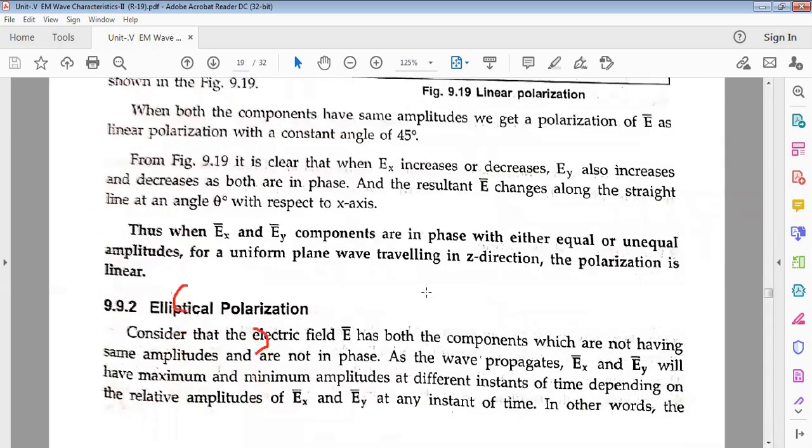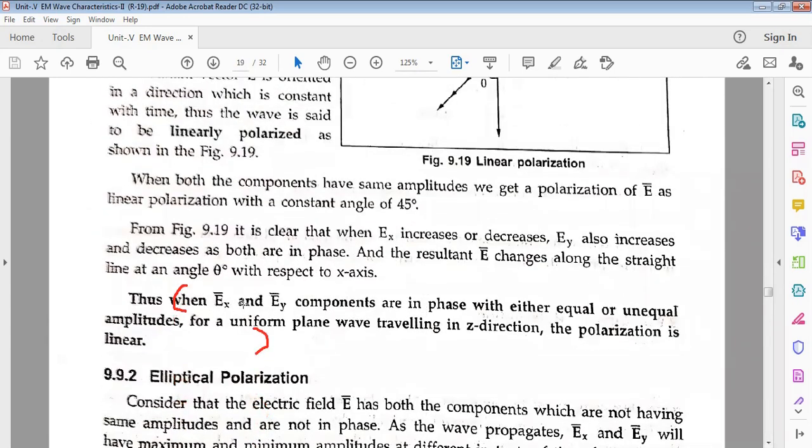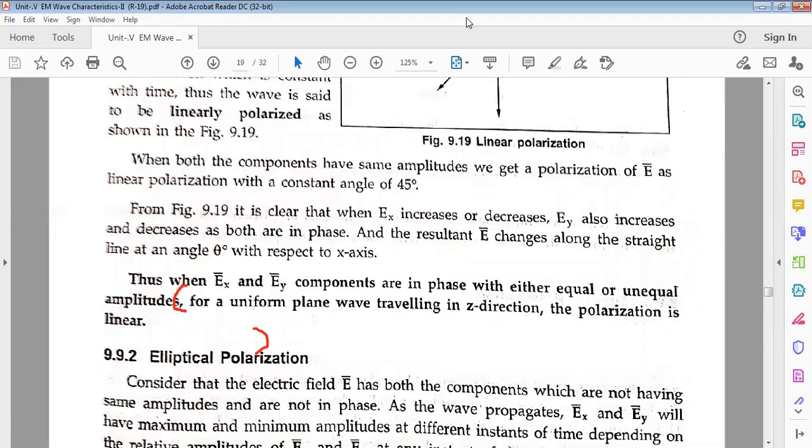And now the linear polarization: when the E_x bar and E_y bar components are in phase, with either equal or unequal amplitudes, for a uniform plane wave traveling in the Z direction, the polarization is linear polarization. Okay, these are the three definitions for the different types of polarization: linear polarization, elliptical polarization, and circular polarization.